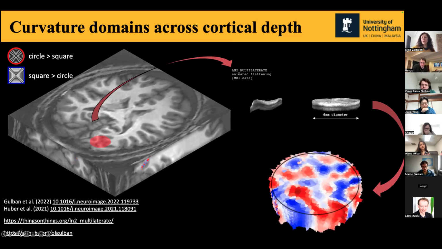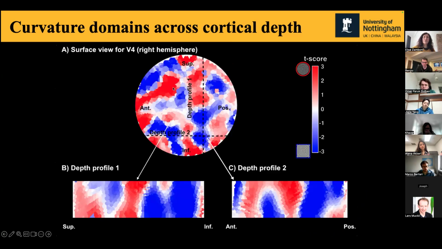Now, this is a simple animation, but if we wanted to look at it in a more static way, again, you have the surface up here. We can then cut this disk along two of the main axes, and we can see that again, we have these curvature domains that are running through the cortical depth as well.